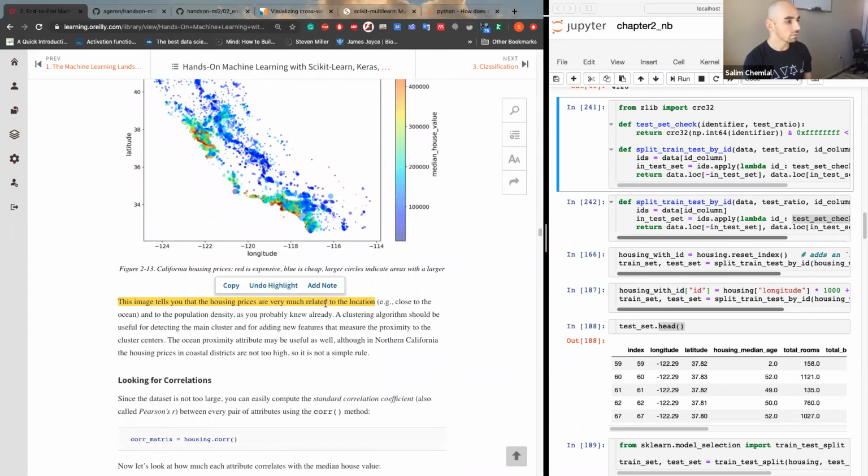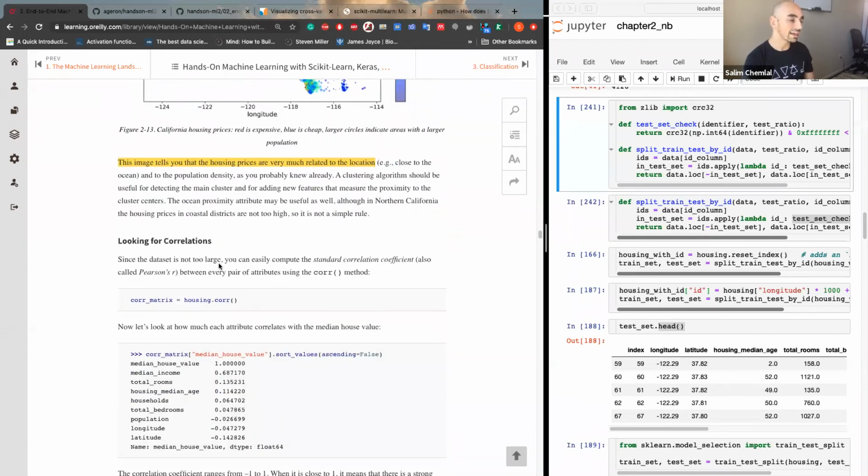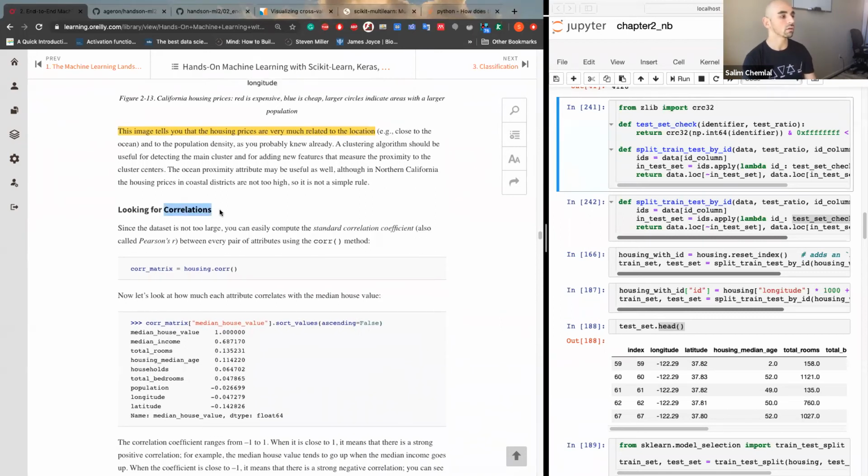Okay, are very much related to the location. Exactly, that's what we talked about. Now, another very important thing that we always want to look for is the correlation between features, right?